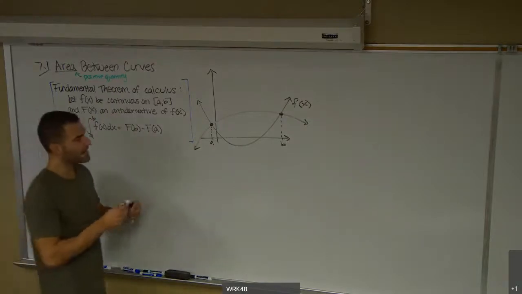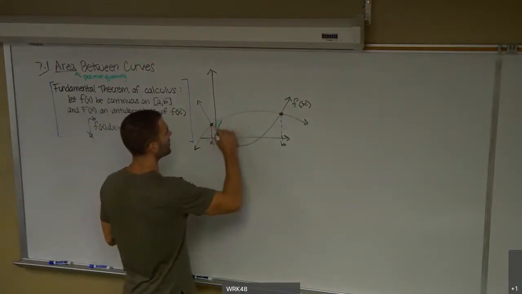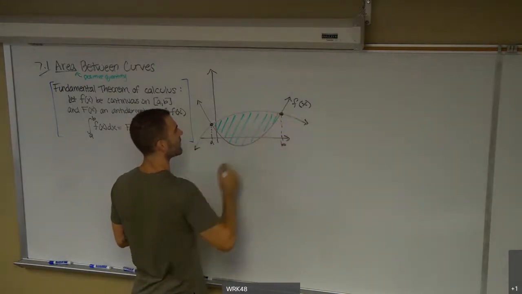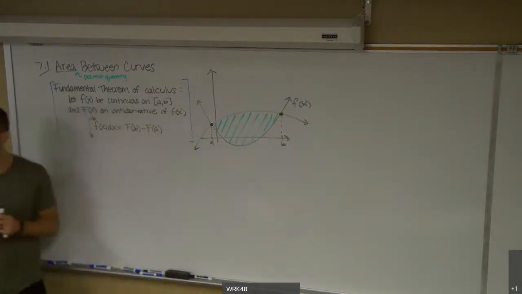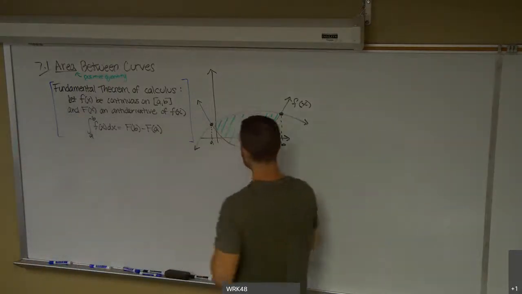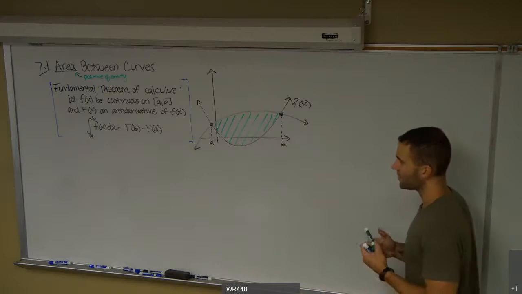And say we wanted to find the area of the region shaded in between these two curves. Area bounded by these two curves. So that's kind of the terminology we'll use. You want to find the area of this green shaded region bounded by these two curves between A and B.